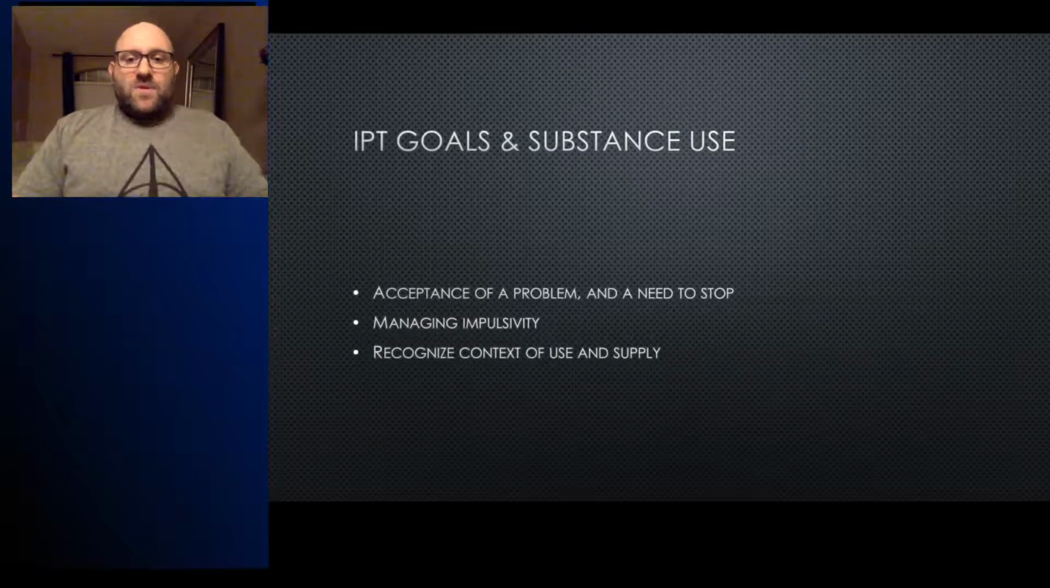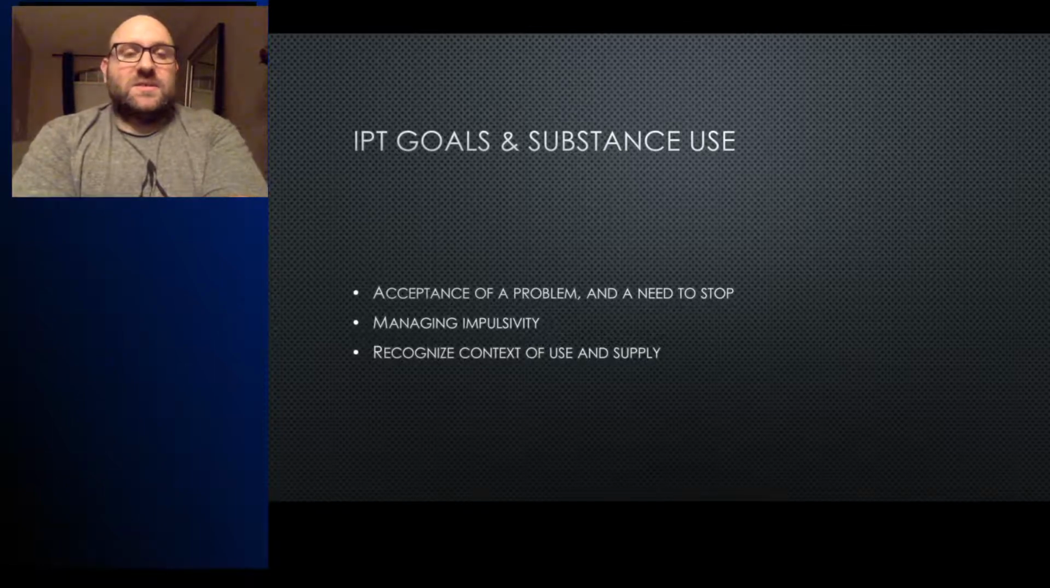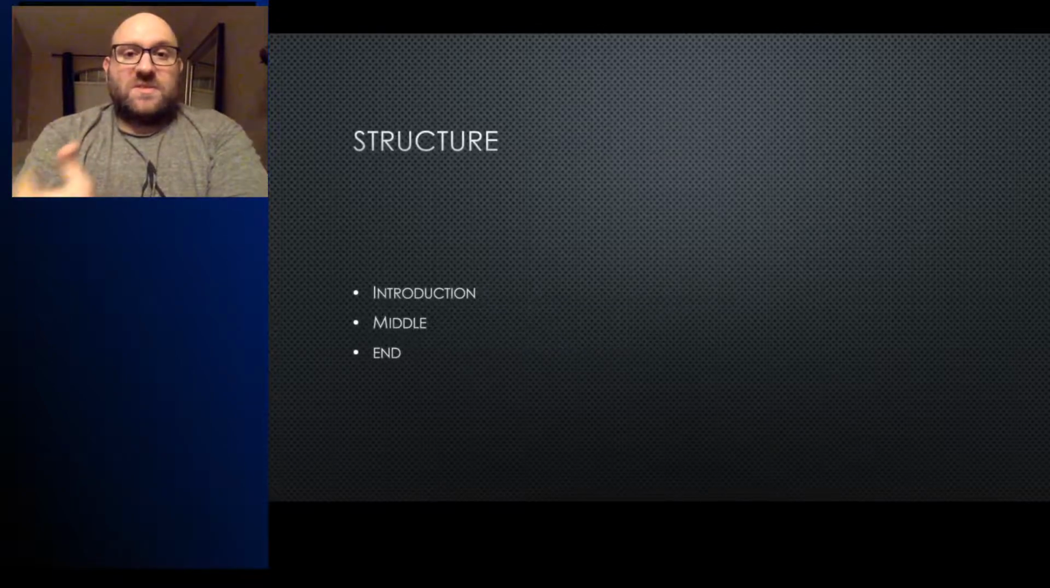So the first goals for interpersonal therapy and substance use is we need to have the client accept that there's a problem, right? And that kind of goes without saying. That's kind of what we've spent this semester talking about. Is the person ready to acknowledge that there is an issue, and also that they need to stop? Because it's completely possible for someone to say, yeah, it's a problem, but I'm not going to do anything about it, right? Managing impulsivity, right? Impulsivity goes hand in hand with substance use and substance abuse, and recognizing the context of use and supply. So, in other words, helping the client understand when and why they want to use. And you can probably see where this is building up to.